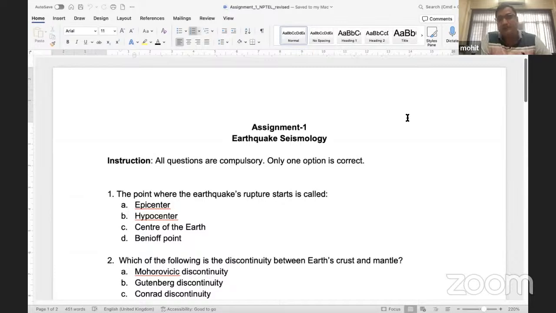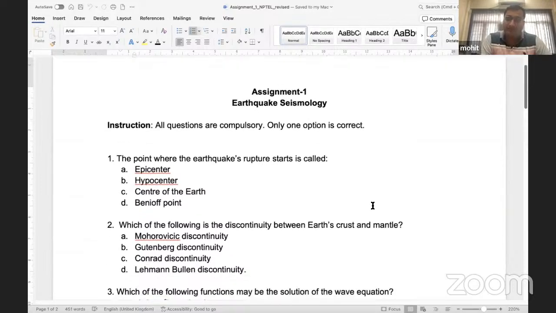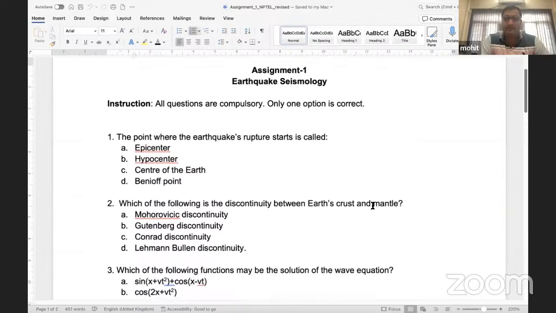So, what I am going to do today is to start with assignment one, and I will go through some of the questions one by one, and we'll see if there are any questions that need any explanation. If you look at the screen, I have just opened my assignment one. So let's go to question number one.